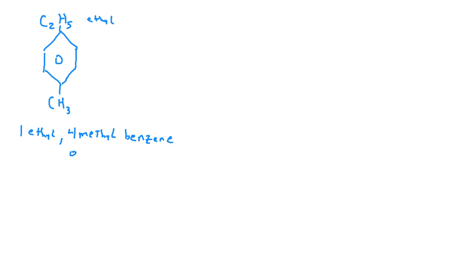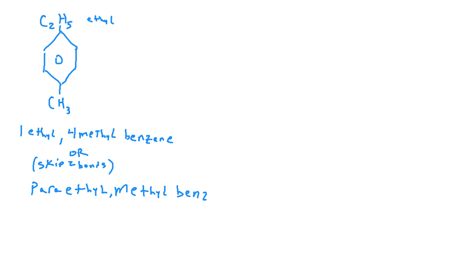Or, since we skip 2 bonds, remember, there was that prefix of para. So this would be para-ethyl methyl benzene. So these are both correct. Absolutely, they're both equally correct. Nobody's better than the other.